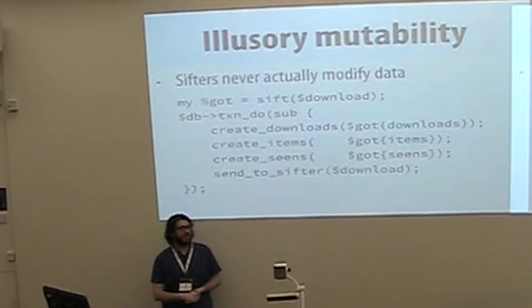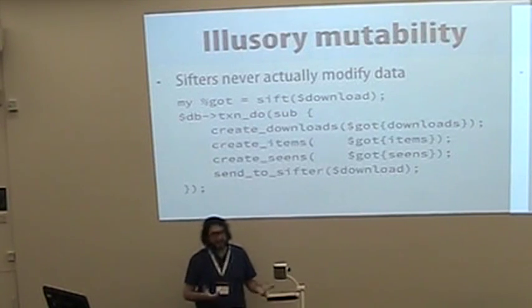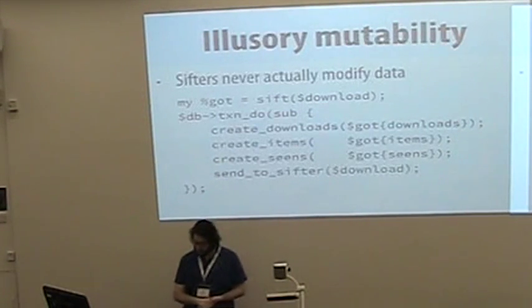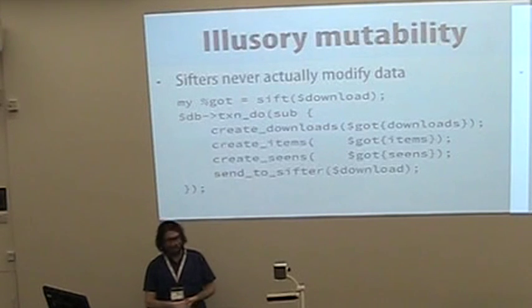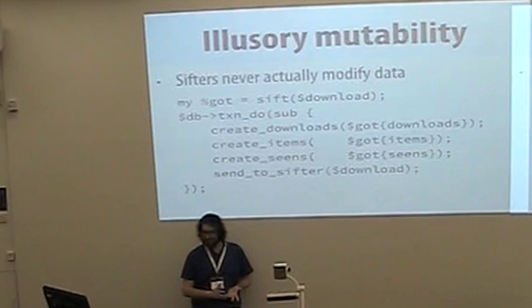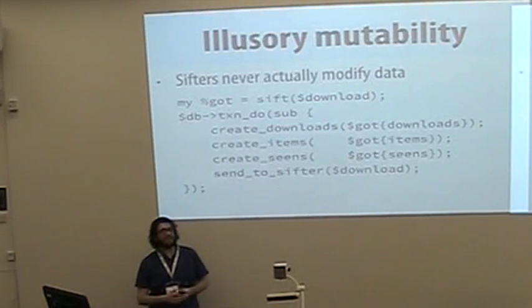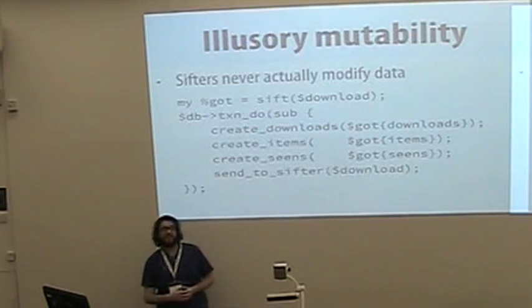The same sort of thing would apply if we used a different way of accessing a database. TXNDo takes a code ref as an argument. It executes that code in a fresh transaction. If anything throws an exception, then the transaction gets rolled back and the exception gets rethrown. But if the function completes successfully, then the transaction gets committed.